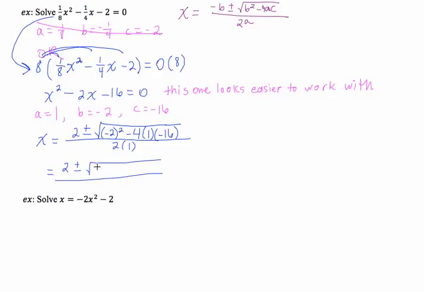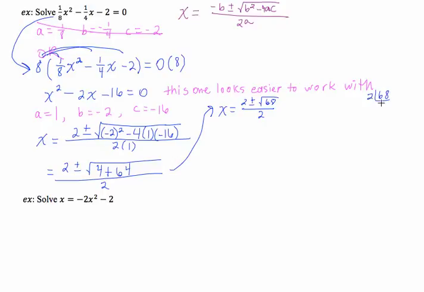Okay, B squared is 4. -2 squared is 4. Then we have a minus times a minus, so it'll be plus 4 times 16. That's 64 all over 2. So let's come up here. We have x equals 2 plus or minus the square root of 68 all over 2.